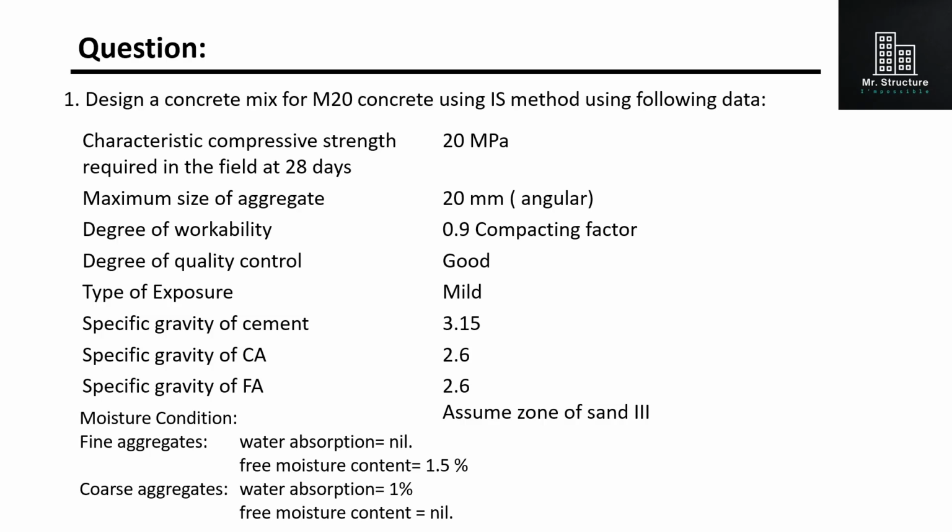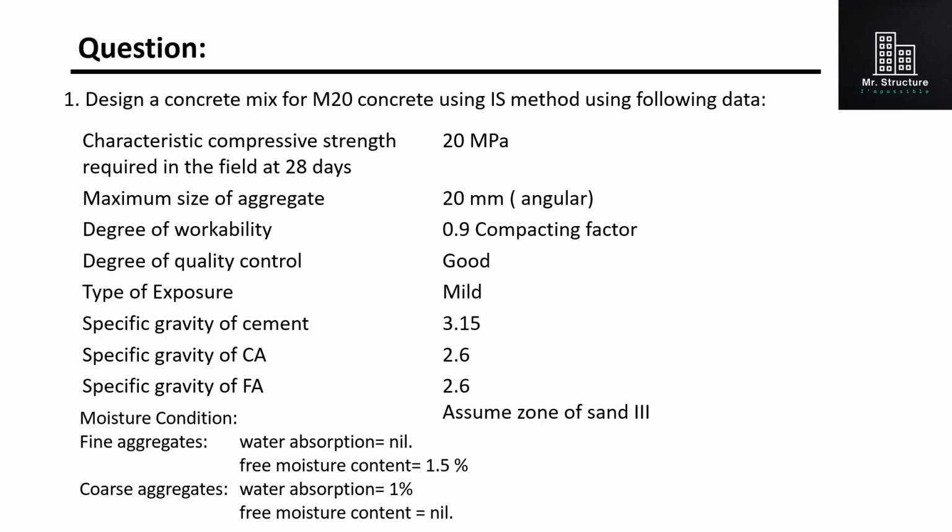Similarly, in the question, we are given the maximum size of aggregate and also the shape of aggregate. We are given the degree of workability, which equals 0.9 times the compacting factor. The degree of quality control is good. The type of exposure is mild. We are given the specific gravity of cement, coarse aggregate and fine aggregate, and also the zone of sand is third.